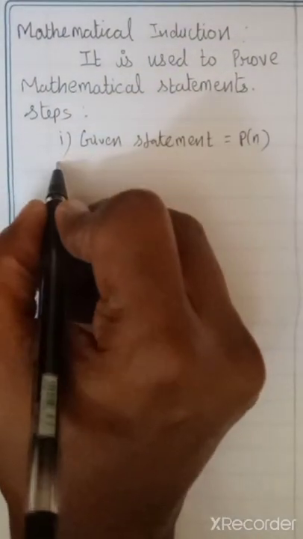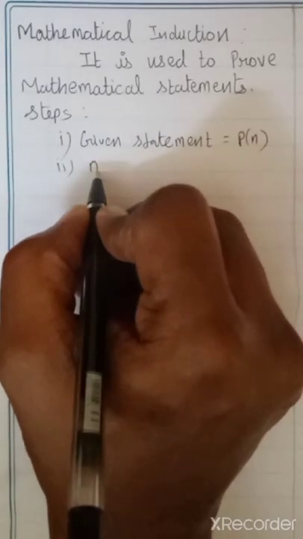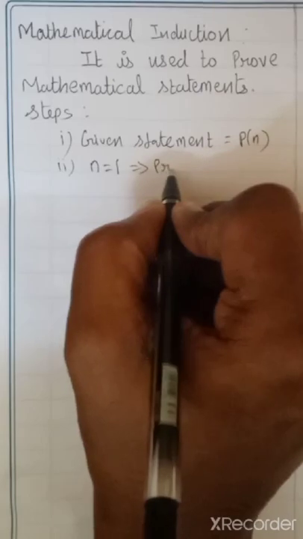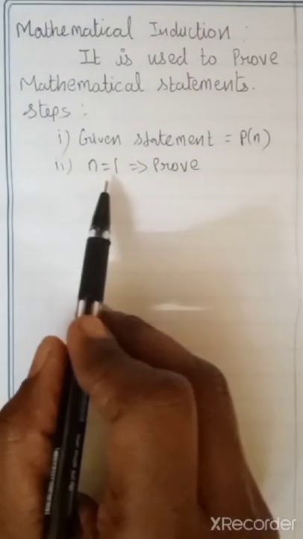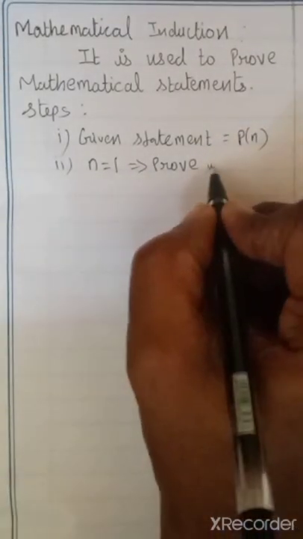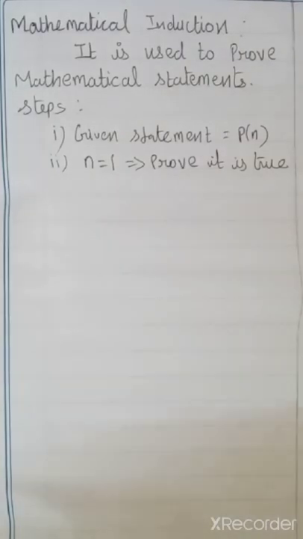Second step, we have to take n equal to 1 and prove that it is true. Whatever the question is given, you have to prove that it is true for n equal to 1. So what was your second step? We have to take n equal to 1.